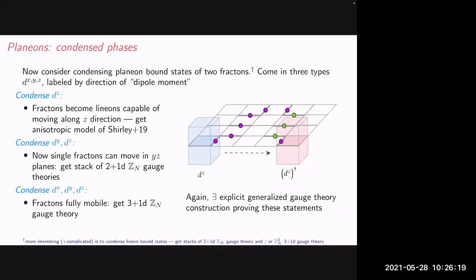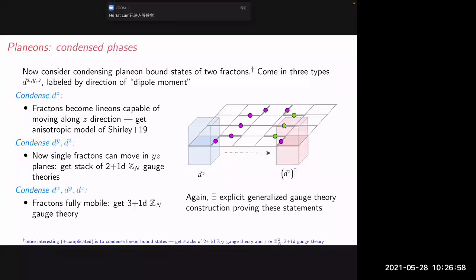These bound states of fractons come in 3 flavors labeled by the direction along which their, quote, dipole moment is pointing. So in the picture, these dipole moments point in the z direction. These objects are planons, and they can move in planes orthogonal to their dipole moment. So in this example, these z dipoles that I've drawn can move in the xy planes. And so we can ask, of course, what happens when I condense these objects?